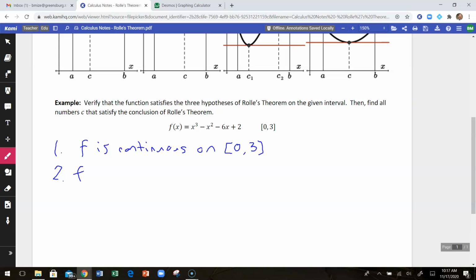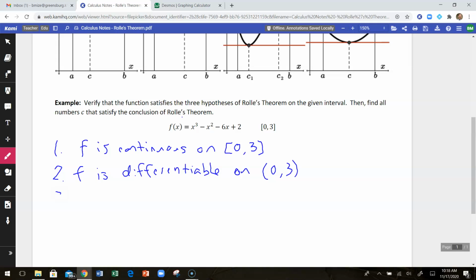The same thing for differentiability. So f is differentiable on the open interval from 0 to 3. And I know that because, again, it's a polynomial, and if it's continuous, we're not going to have any jumps, any breaks, any sharp points. So I know that I'm going to be able to take the derivative at every single point along that function over that interval from 0 to 3.